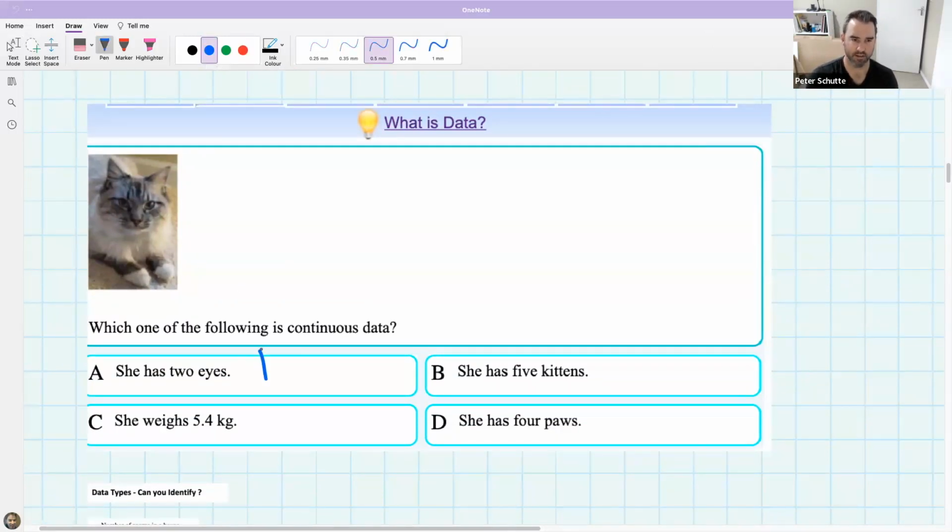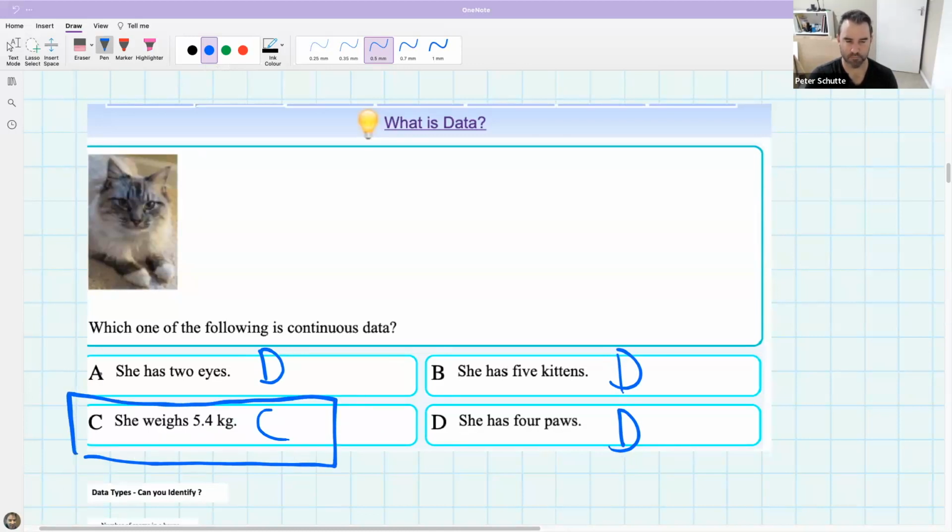So that looks like it's discrete, discrete, discrete, but this looks like it's continuous. And so the correct option is going to be C.